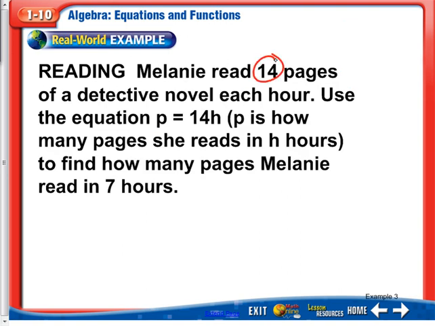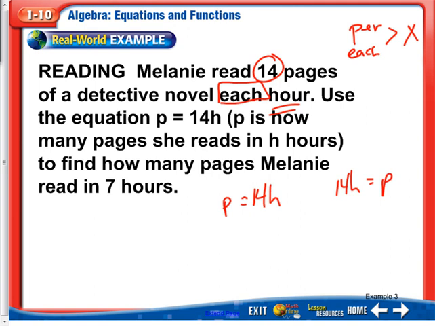Melanie read 14 pages of a detective novel each hour. Each and per both mean multiply. So whenever you see the word each or per, we think multiply, and then hour. Use the equation P equals 14H, which is 14 each hour, so 14H, and then equals P. You could either have it on that side, or you could say 14H equals P, it doesn't matter. And P is how many pages she reads in H hours.